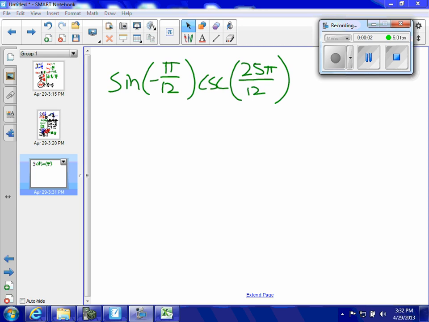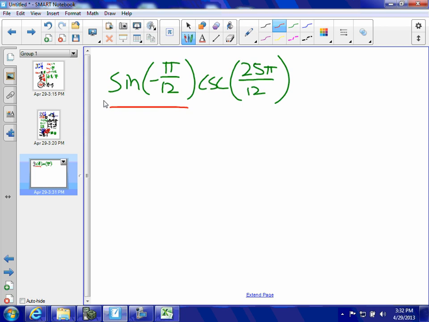In this problem, I'm going to use the properties of trigonometric functions and some of the fundamental identities to find the exact value of this expression. There's a couple things to think about here. One is you have to remember sine of negative pi over 12 is just a number.